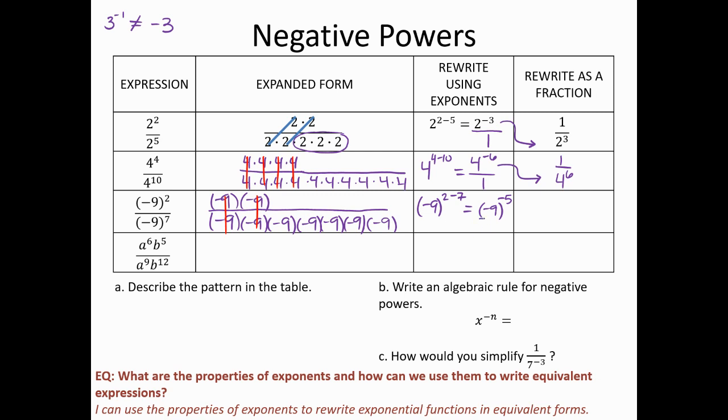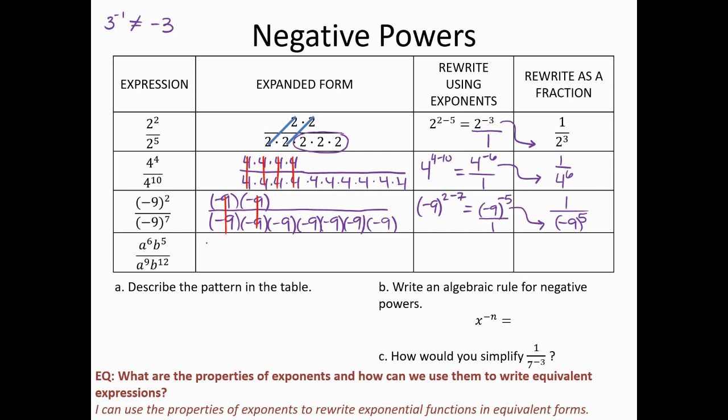So right now, this would be over 1. But again, that negative exponent's unhappy. It doesn't like being in the numerator. It's our way of saying, hey, that base and exponent really belong in the denominator of the fraction. All right, the last one here.